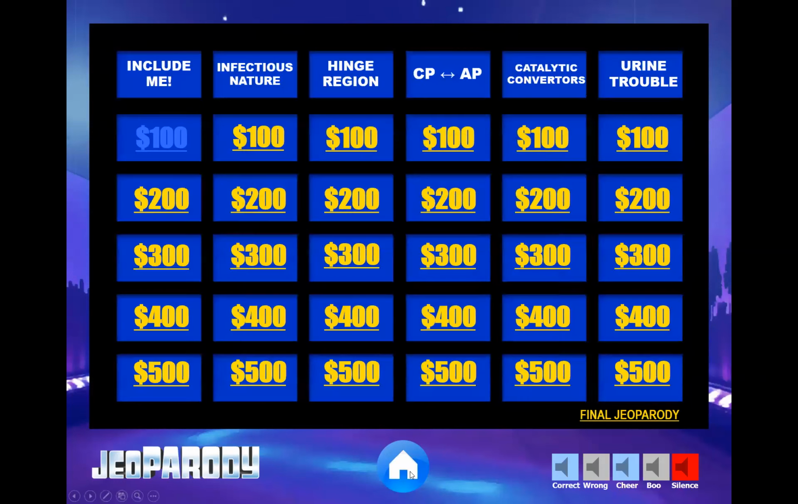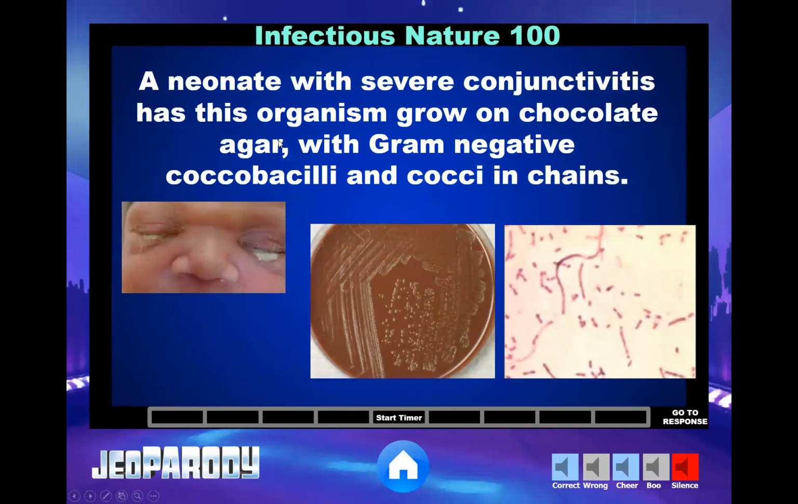Back to our game board, and you see now that we're back to the game board, the hyperlink for Include Me for 100 is turned yellow to blue, which tells us not to request this again. So Chris Bell, what category would you like us to go to, or what's next? Okay. Infectious Nature for 100, this answer is: a neonate with severe conjunctivitis has this organism grow on chocolate agar with gram-negative coccobacilli and cocci in chains.